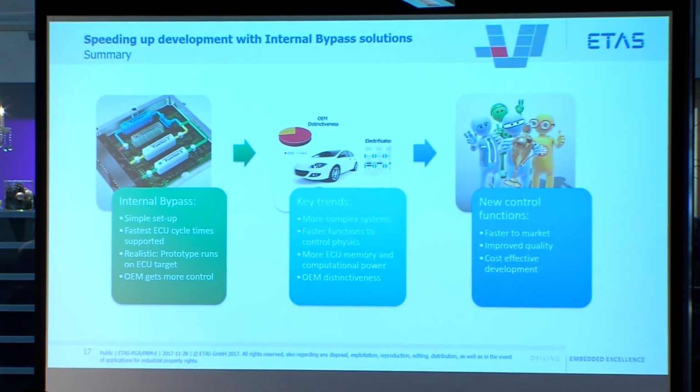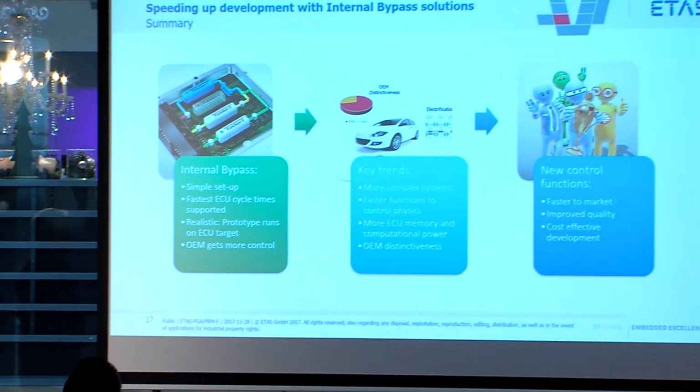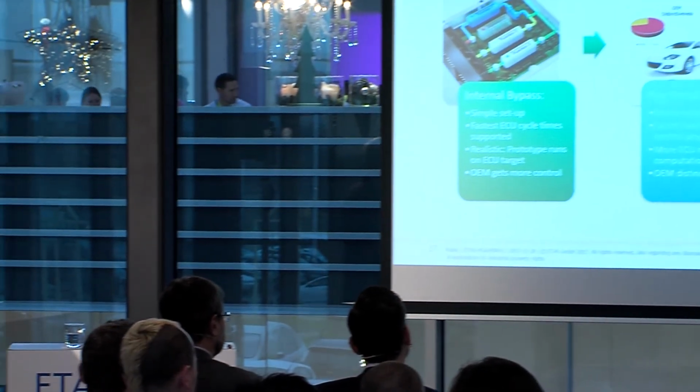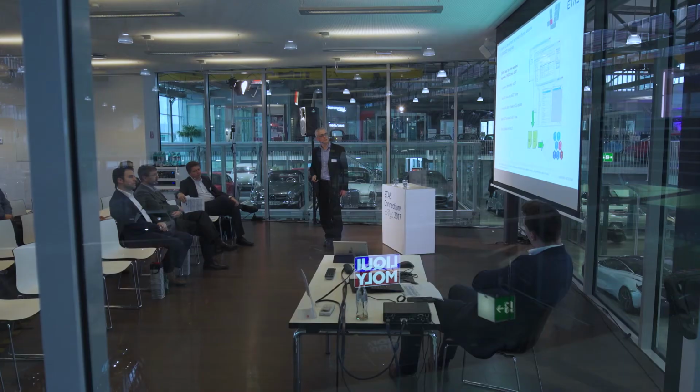And when it's used, we've seen that it can actually result in new control functions being brought to market faster through speeding up the software development process. It can help improve the quality through earlier validation in this realistic environment, and it can help to control costs through being an intrinsically simple setup and also helping to reduce the number of software deliveries that take place between the OEM and the Tier 1.